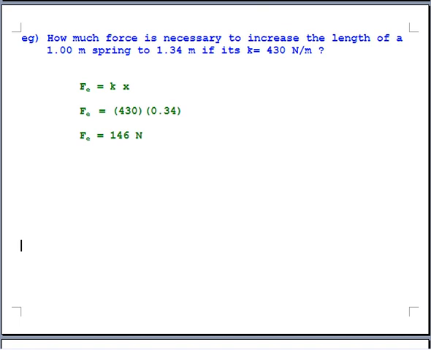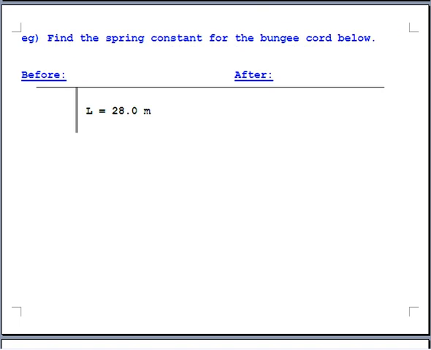Throw that in your calculator. You had to exert 146 newtons in order for that to happen. Done. Let's try the second example. It's a little bit trickier. Actually, the second one's as tricky as a spring question is going to get.